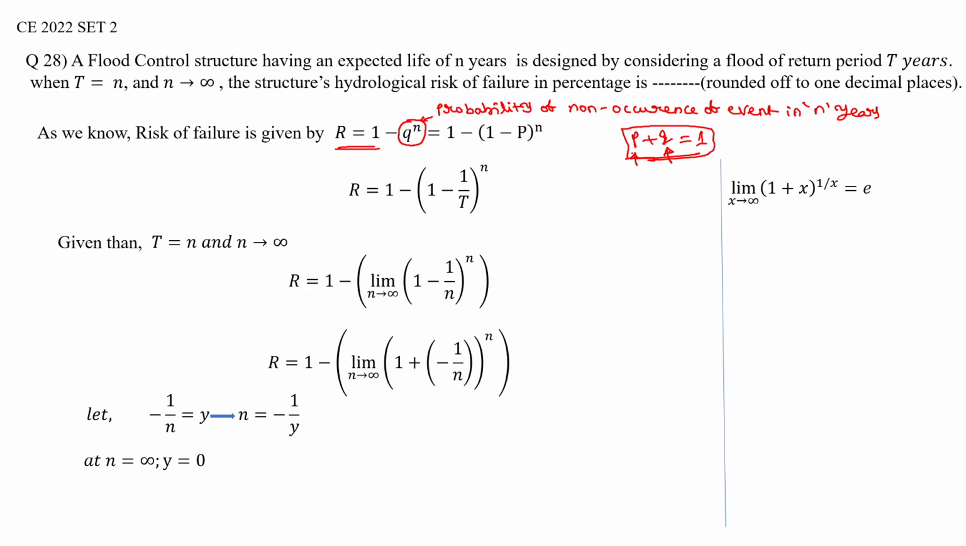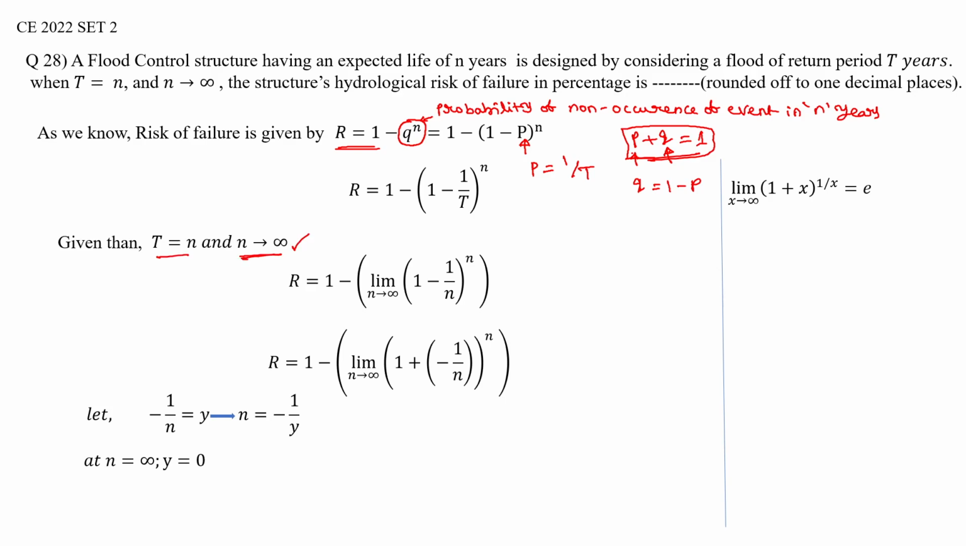So q equal to 1 minus p, and we'll substitute here: 1 minus p power n. We know from earlier slides that p equal to 1 by return period. So substitute that: 1 minus 1 by T, whole power n. What they mention in the question is, given that T equal to n and n tends to infinity.